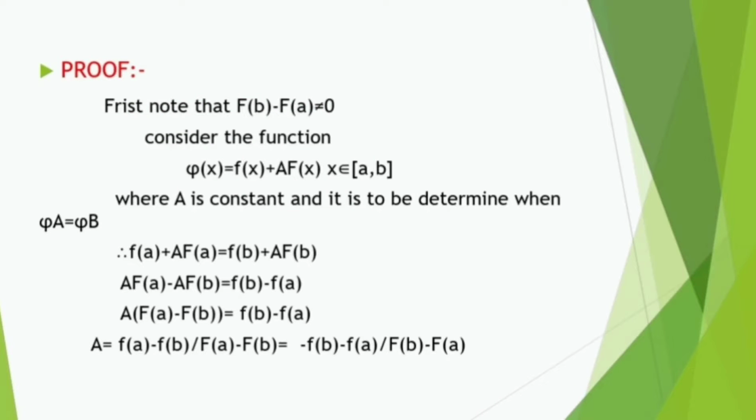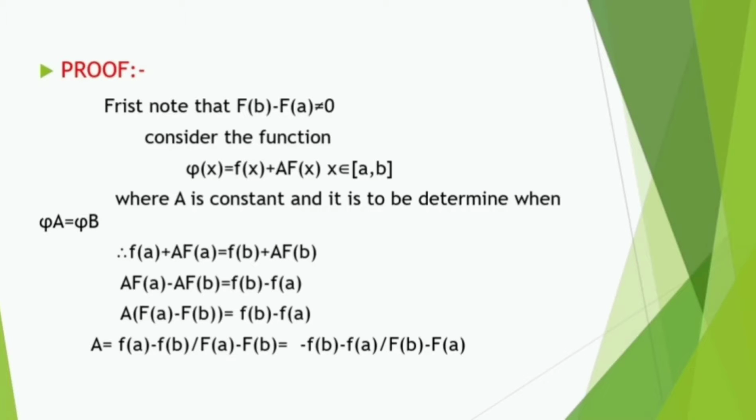Proof. First note that capital F of b minus F of a does not equal 0. Consider the function phi of x equal to f of x plus A times F of x, x belonging to closed interval [a, b], where A is a constant and it is to be determined such that phi of a is equal to phi of b.